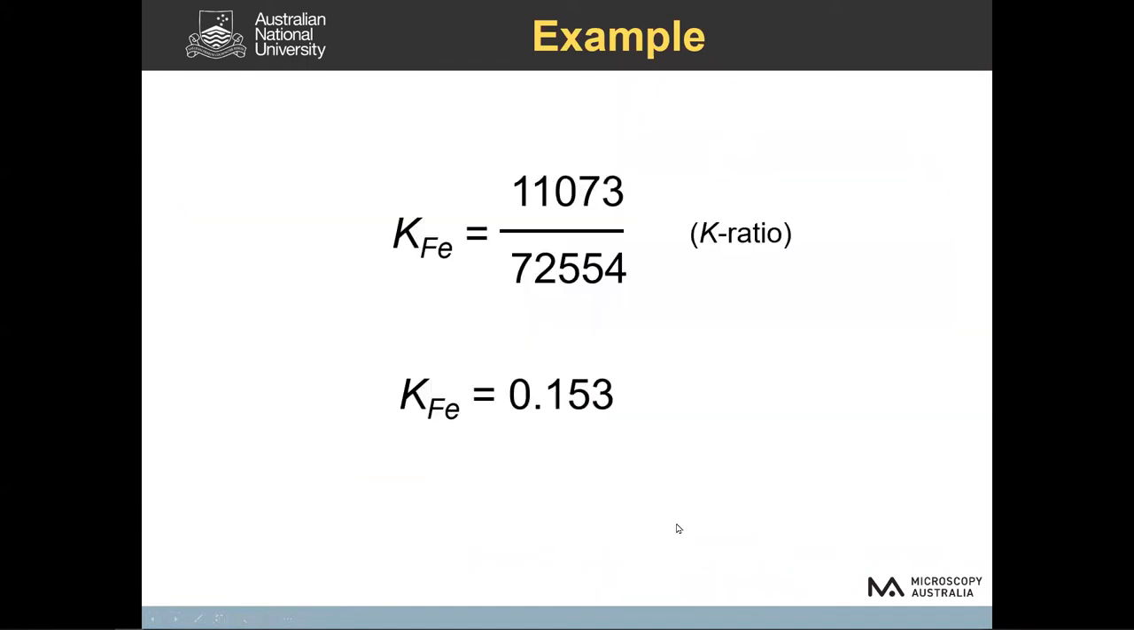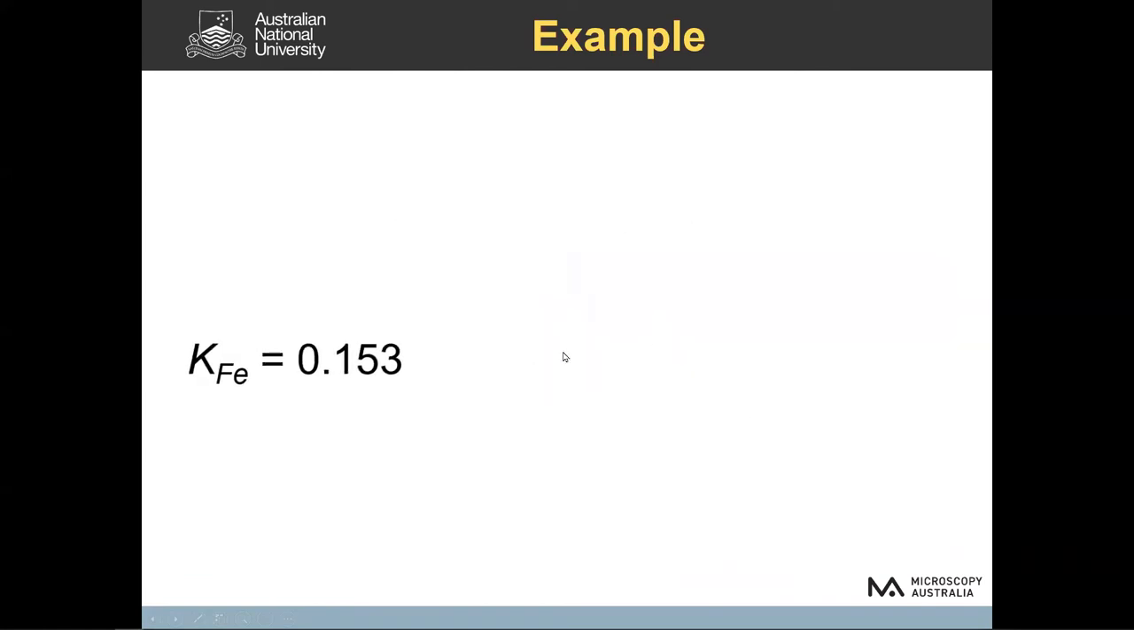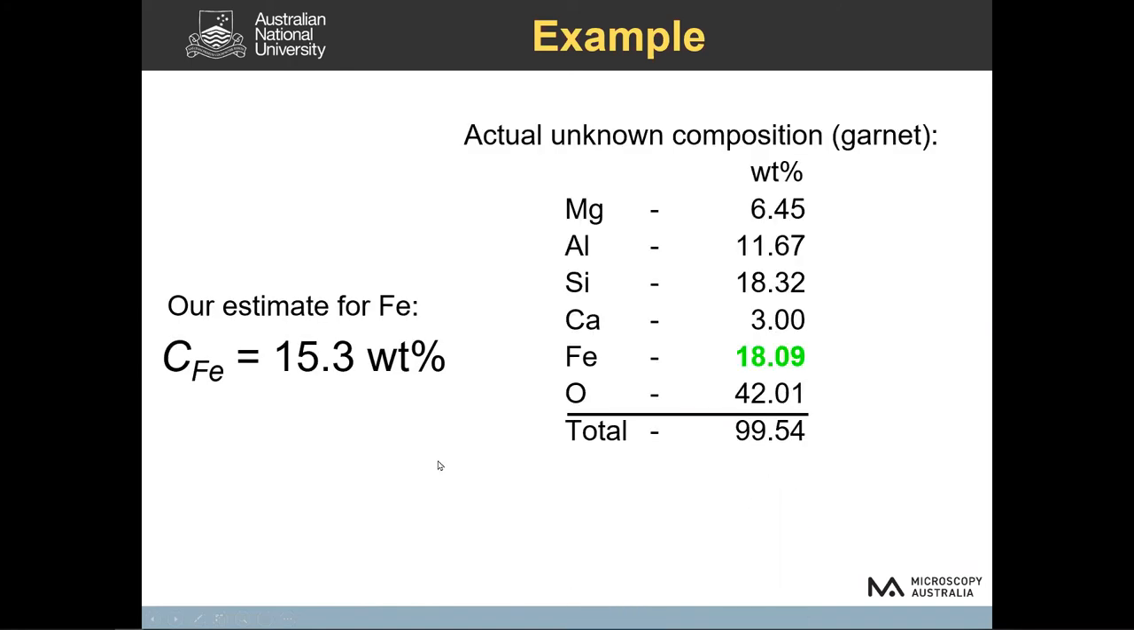So the ratio that we end up with is called the K ratio, because we're using K lines. That's where the terminology stems from. It is 11,000 over 72,000, so that's about 0.153. So our first approximation is 15.3 weight percent in that particular unknown. Now, I happen to know that the unknown is a garnet, which is just a mineral, and I know the reported weight percent value is in fact 18.09.